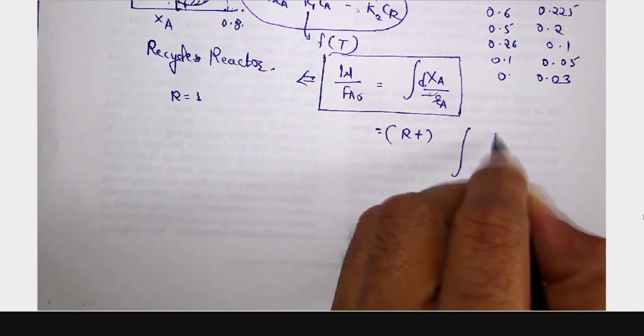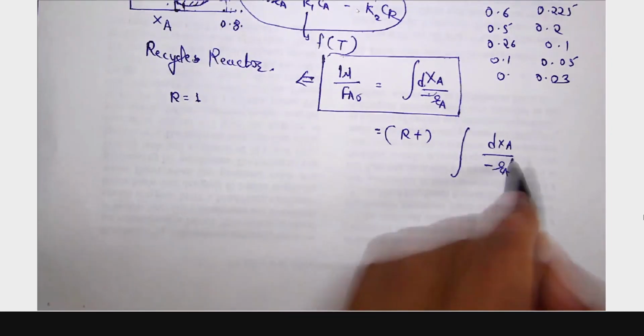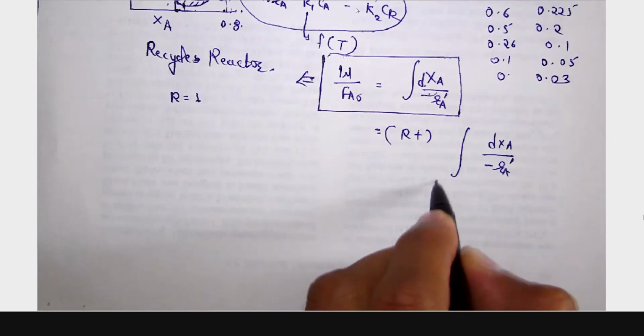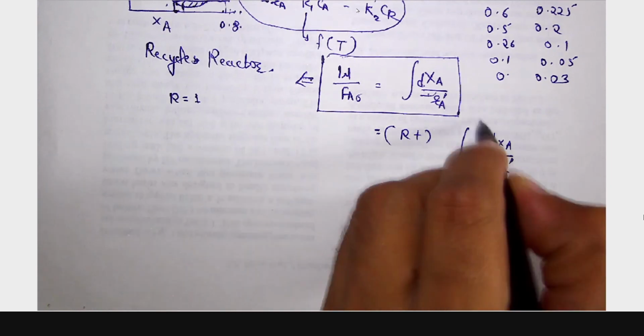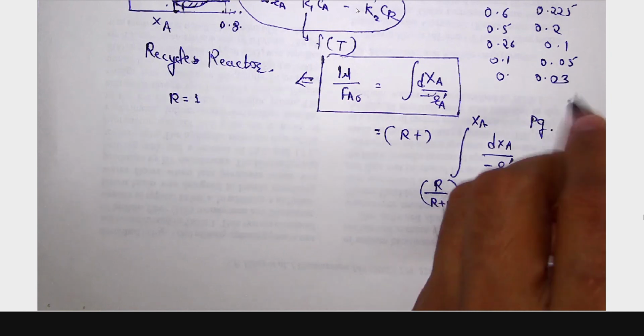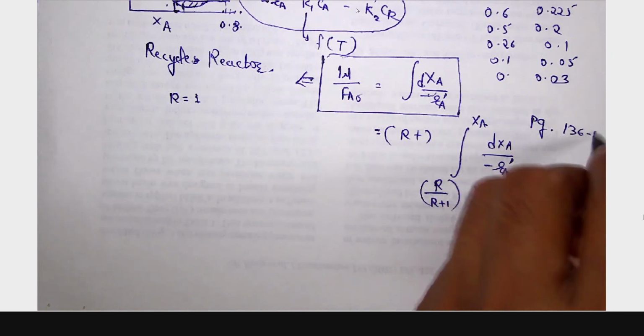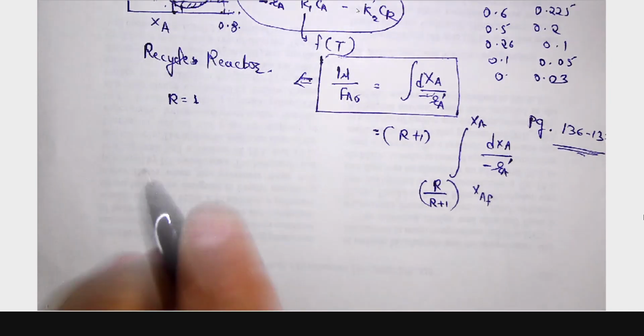dXA upon minus rA, and here it will be R upon R plus 1 XAF, and here it will be XA. You can just recall these equations. This is given in your chapter number 6, I think page number 136, 137, recycle reactor. Recall this one, and you may reach the value of W.